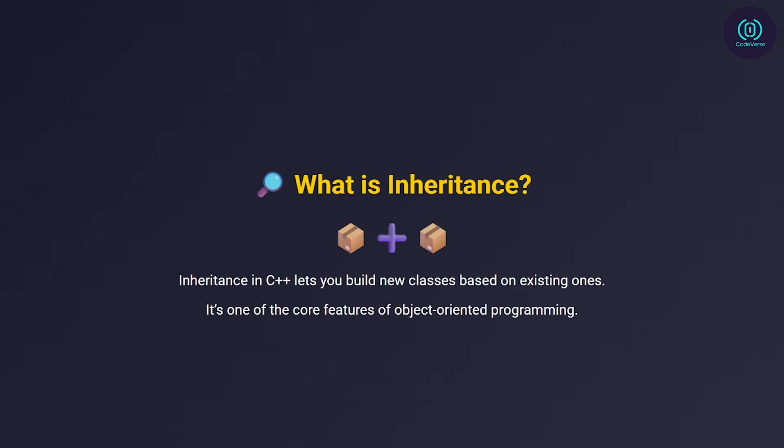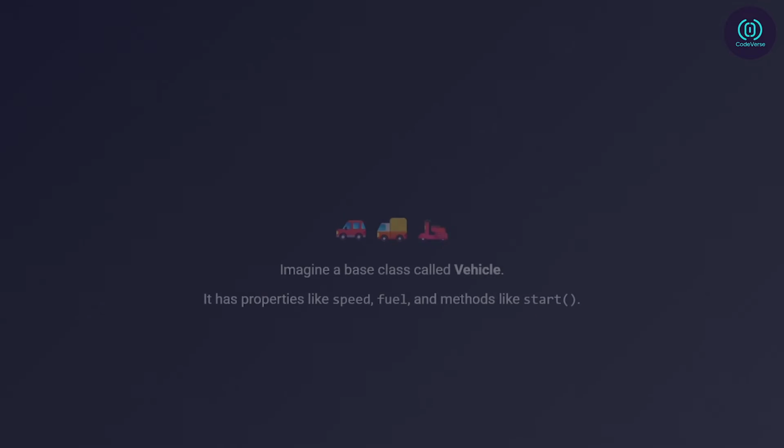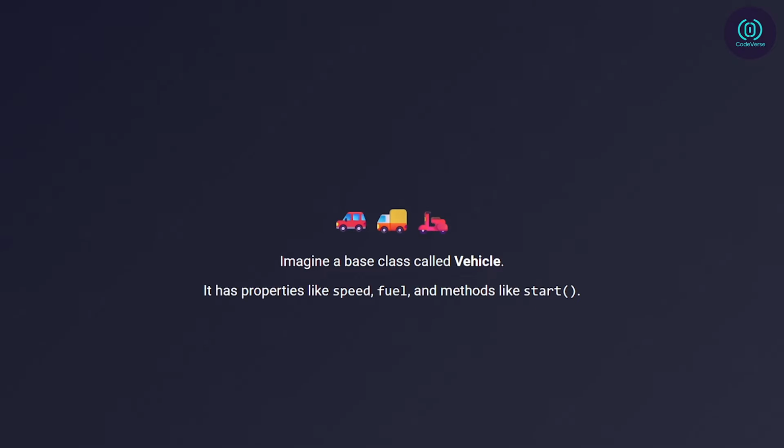Alright, so what exactly is inheritance in C++? Let's simplify it. Inheritance is a feature in object-oriented programming that lets you build a new class based on an existing one. Think of it like this: imagine you have a general class called vehicle. It has properties like speed, fuel, and color, and maybe a method like start or stop.